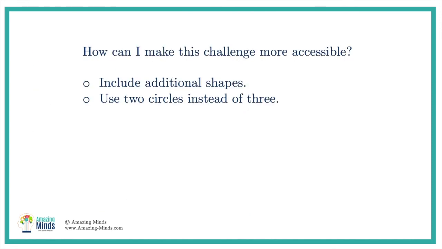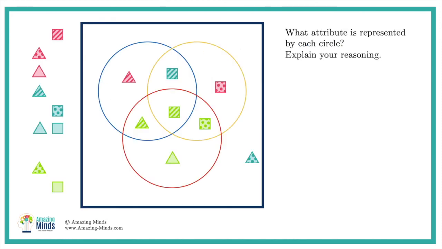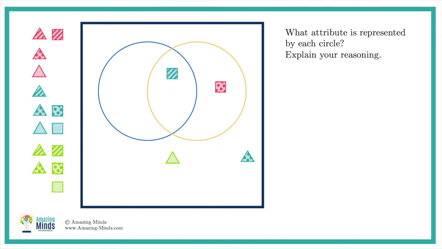So once again, as in previous episodes, how can I make this challenge more accessible? By including additional shapes or using 2 circles instead of 3. So here's an example with additional shapes that you can use. And here's an example with 2 circles. And I even heard from a teacher who's using this with younger students who started with 1 circle. And on the Google Slides, the circles can be removed, so you could certainly do that.